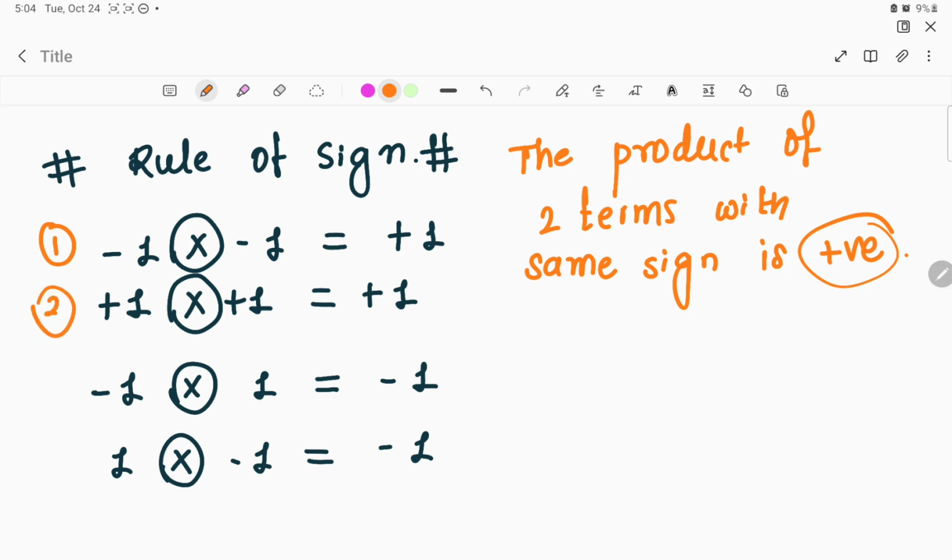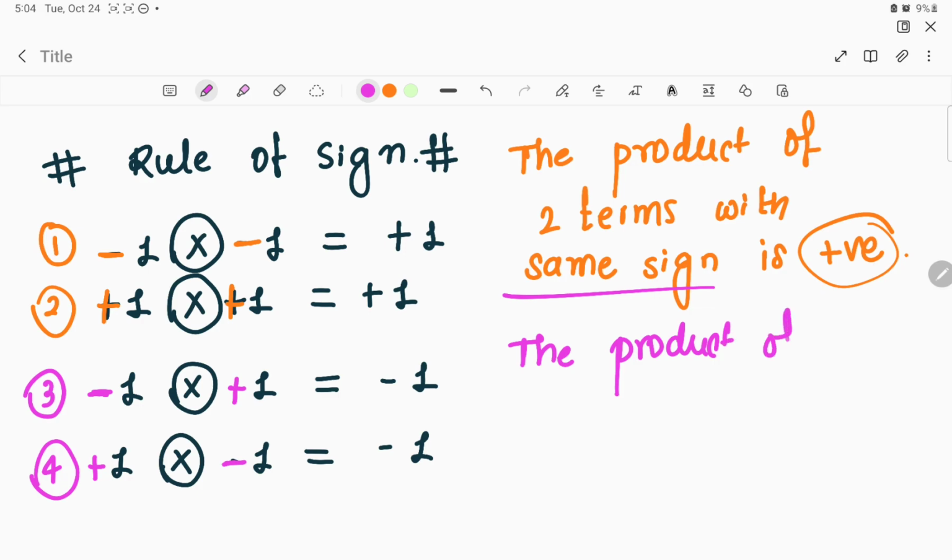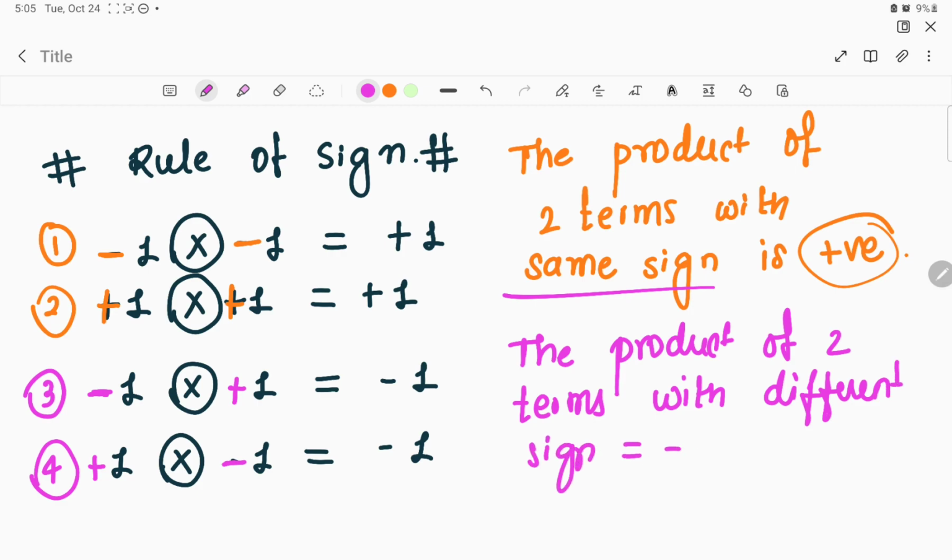Here in case of the first and the second, the product of the two terms is positive. Why? Because here we are using minus minus, plus plus, that is like sign or same sign. But in case of the third and the fourth rule, we are using different signs. That is, here we are using minus and here it is plus, here it is plus, and this is minus. So the product of two terms with different sign will give us a negative product, like in the third and the fourth rule.